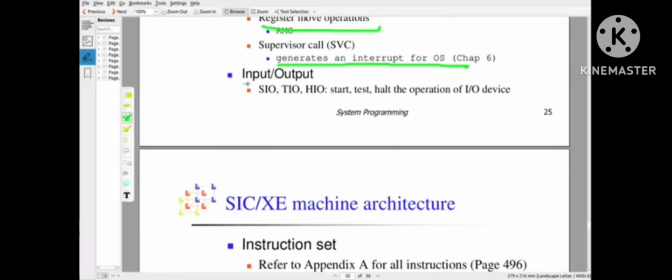Then what are the input output related operations? Apart from the 3 instructions which are available in SIC, SIC/XE has 3 more instructions called SIO, TIO and HIO. These SIO, TIO and HIO represent start, test and halt of the IO devices.